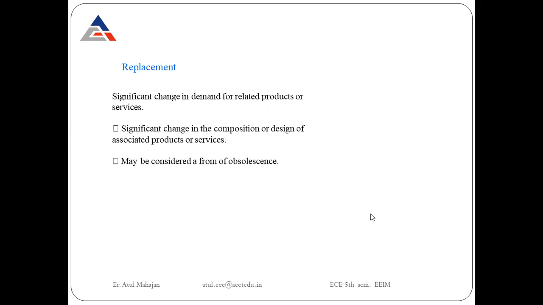There is sometimes a significant change in the composition or design of products. I have already told you that sometimes we need to change the compositions or designs of the products. Then we need to replace things because my machinery is not capable of producing the new designs. It is capable of only performing the old designs, which are not in demand right now. So we need to replace the old machines with new machines which are capable of producing the new designs and services. This may be considered a form of obsolescence.